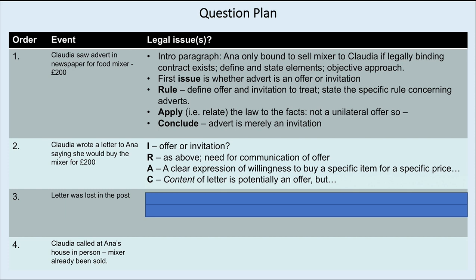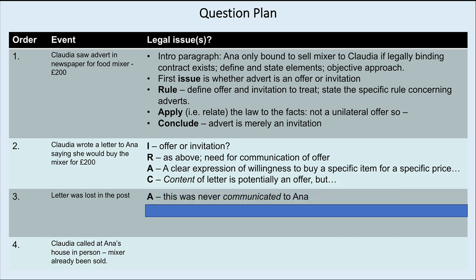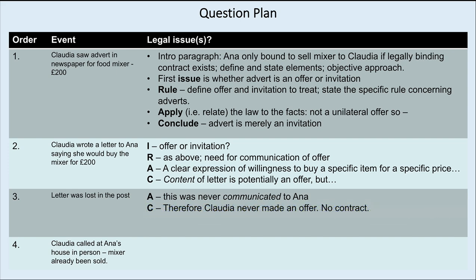However, of course, at stage 3, we're told that the letter was then lost in the post. And jumping here straight to the application, we can see here that the offer was never communicated to Anna. So, in fact, legally, there never was an offer. Claudia never made an offer, and so there can be no contract here.